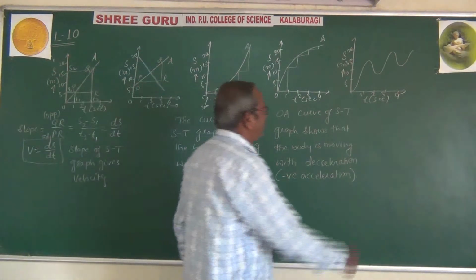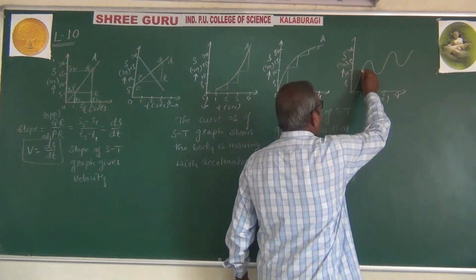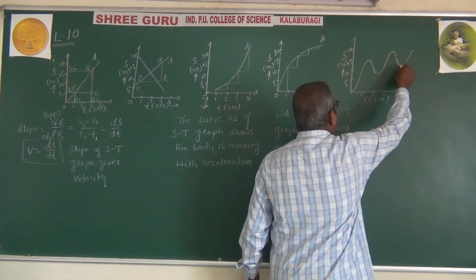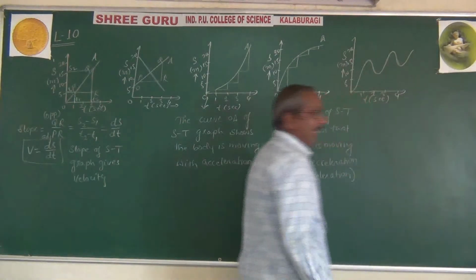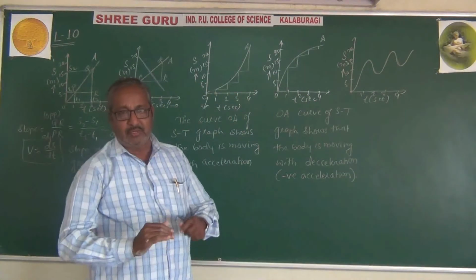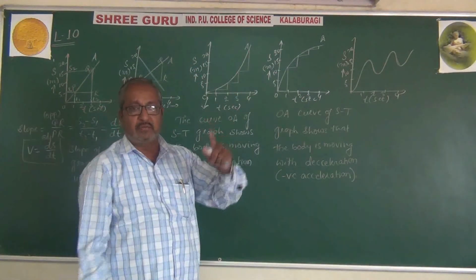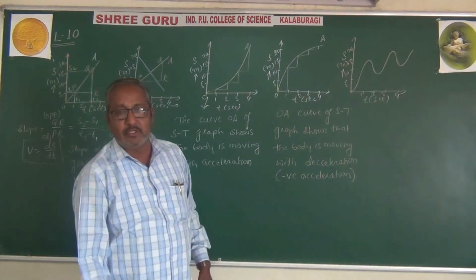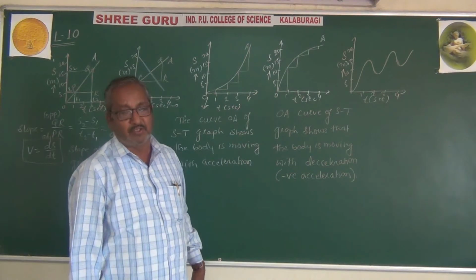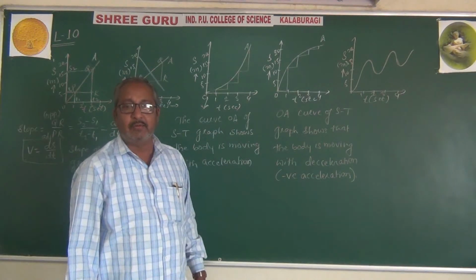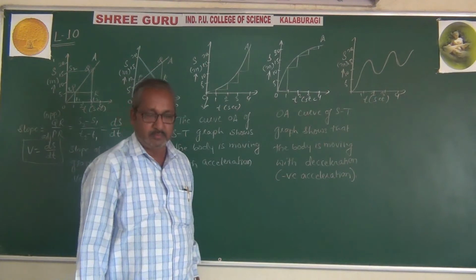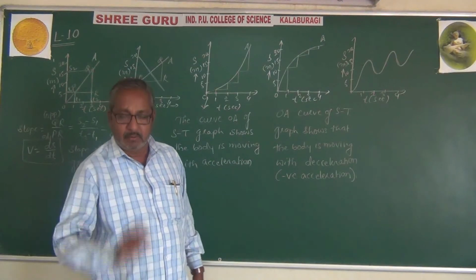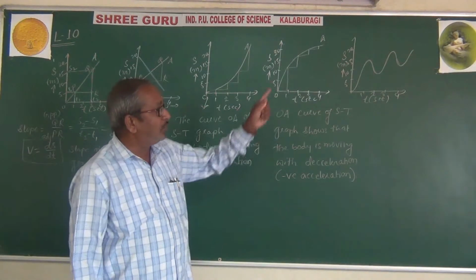Whereas this curve here is variable like this. In this case, the body is moving with variable velocity. The velocity is increasing, then the velocity is decreasing. So continuously, the curve shows the body is moving with variable velocity. Just like whenever you are riding a bike on the road, if you plot the change in position of your bike with respect to time, then you will get a curve like this.